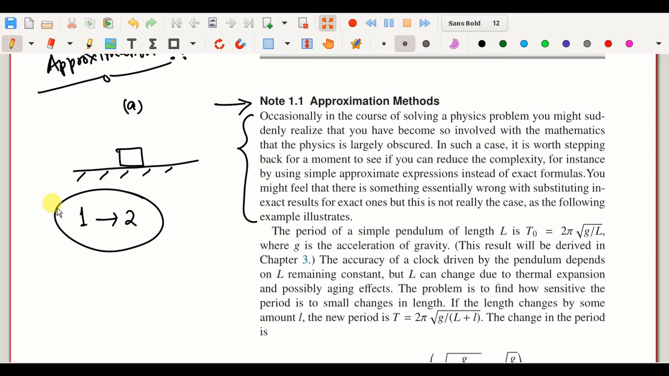So what does it mean by this approximation method? It means that you want to solve some system which is very realistic, and which has a very complicated structure.